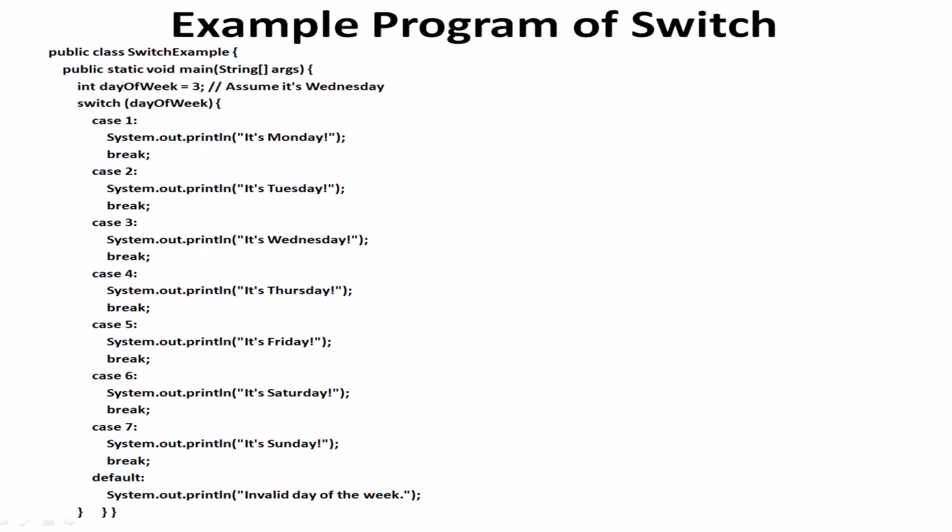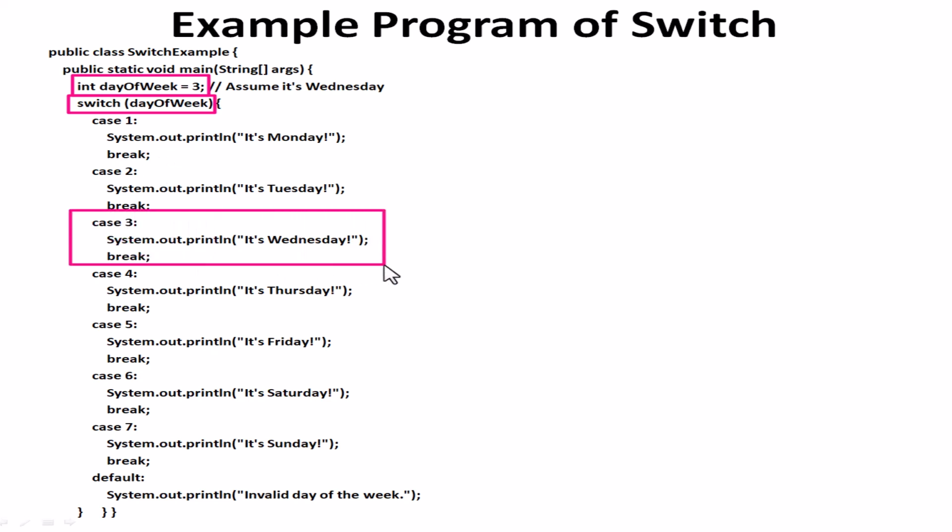Here you have an example of switch. Here the switch is going to accept the day of week. We have already declared day of week as an integer variable and its value is 3. So 3 will be accepted by this switch. Now which case will be executed? In case 1, the value is not 1. In case 2, the value is not 2. In case 3, the value is 3, so by default Wednesday should be executed. Then case 4, case 5, case 6 and so on.